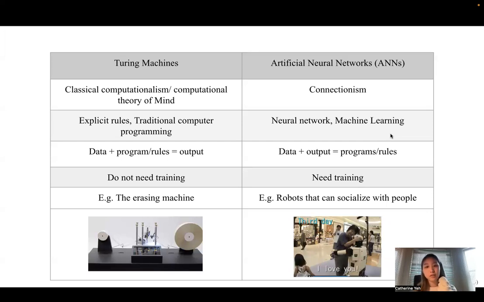And this kind of artificial neural network needs a lot of training because it learns based on how much data it has consumed and seen before. So that is also a difference between itself and the Turing machines.